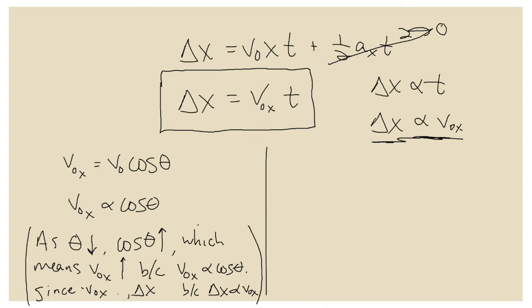And since v naught x is going to be getting higher, that means the range should be getting higher because delta x is directly proportional to v naught x. So looking at this just from the perspective of v naught x, we would expect to see the range increase when the angle decreases because the v naught x would increase. I guess we'll just keep track of our results over here by saying as theta goes up, the v naught x is going to go up.